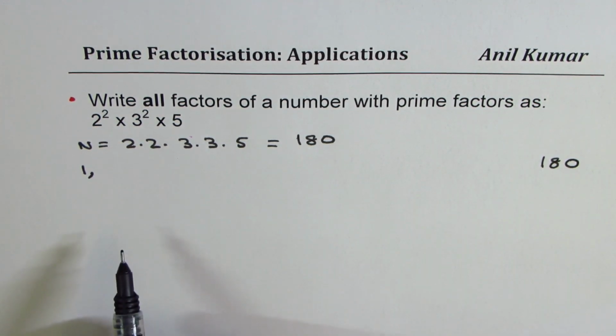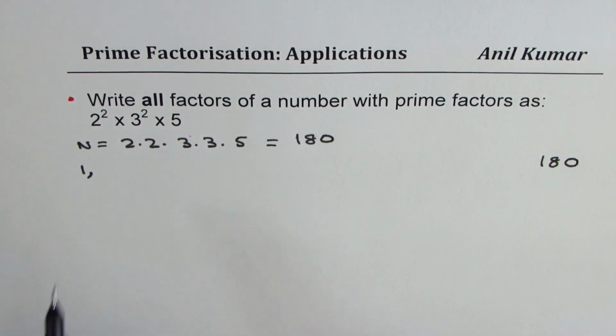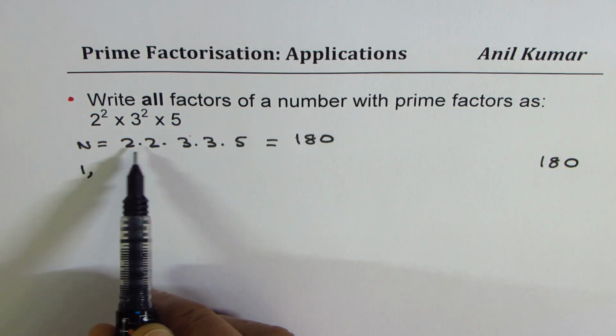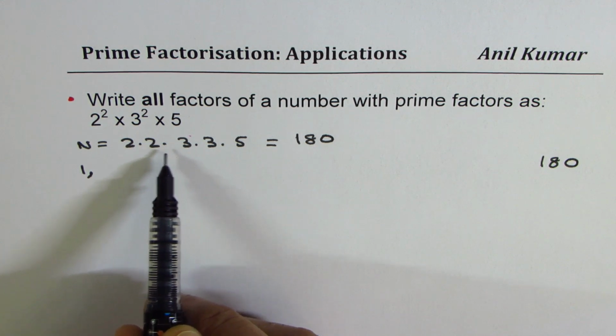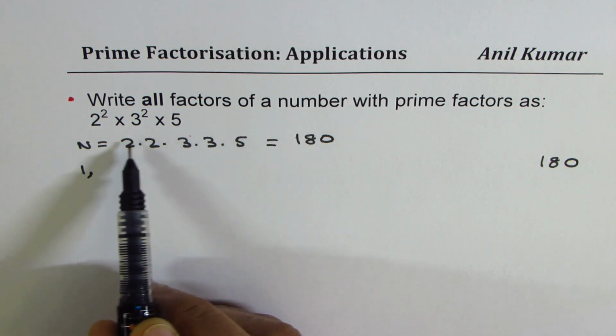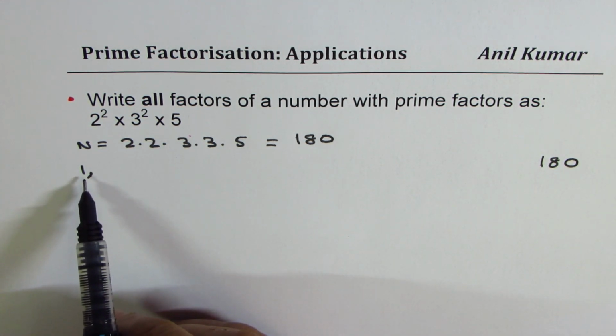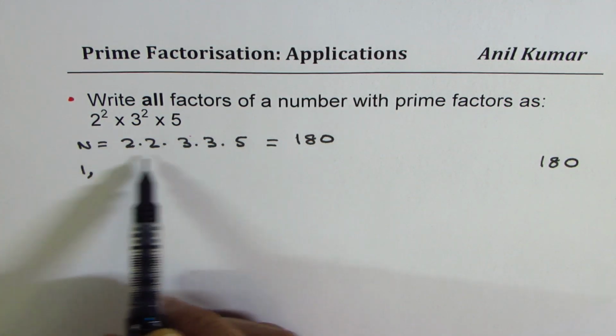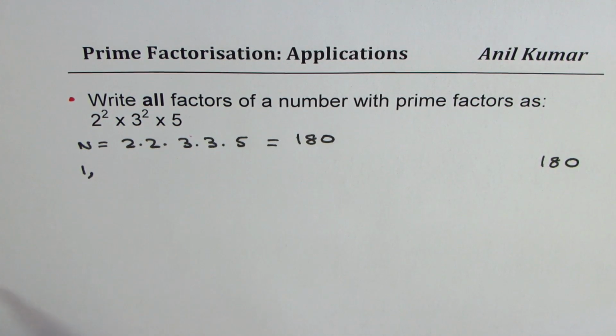Now to get other factors, what can we do? Now let's start. We have 2 2's. We could choose one of them or none of them. So if I don't choose any of these numbers, I get 1 as my factor, since 1 is always a factor. If I choose all of them, I get 180. So I got these 2.